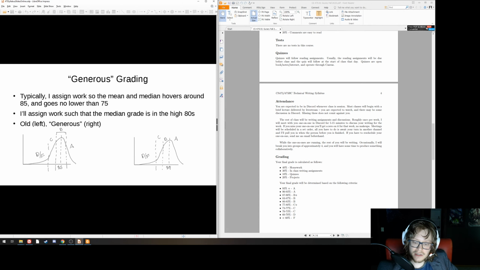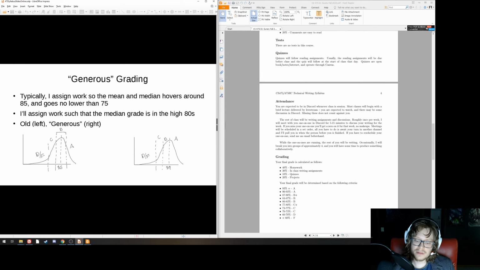You voted for generous grading on Canvas. I had a survey up there, and almost everybody voted for generous grading, and it won with a big majority. So generally, when I teach a class, I assign easier or harder work until the median of the class reaches around an 85. So the student right in the middle of the grade book should have around an 85, and no lower than a 75, because then less than half the class would have a C or better. I try not to let it go lower than 75.